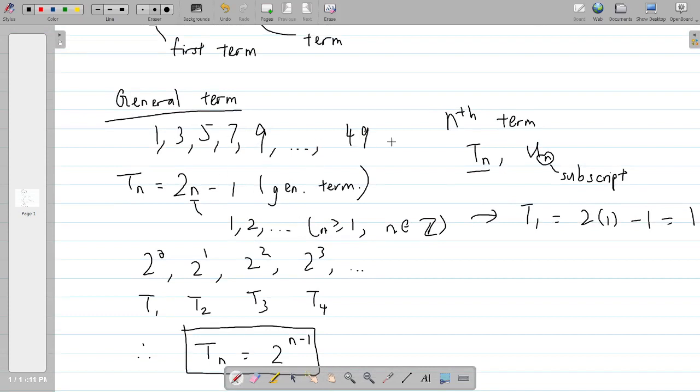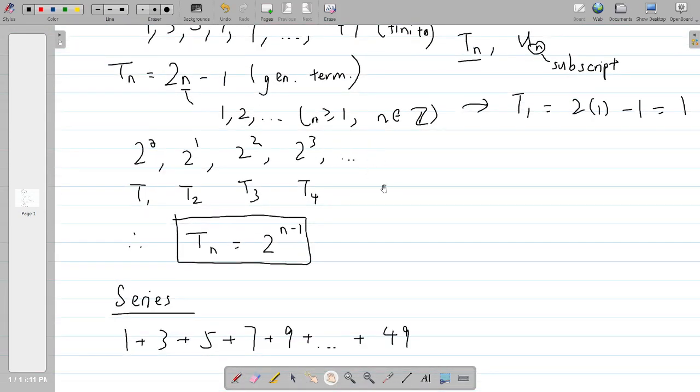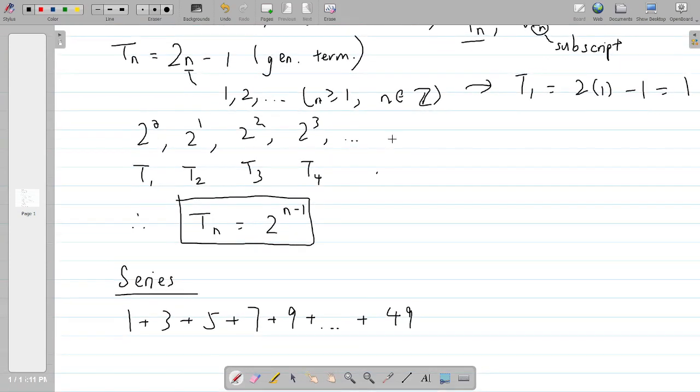So maybe this one stops at 49. This is finite. This one, on the other hand, if we say it goes on forever, this dot dot dot means it goes on forever, then this would be an infinite sequence because it never ends.